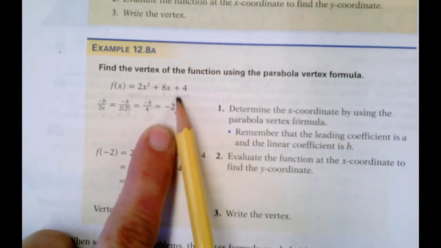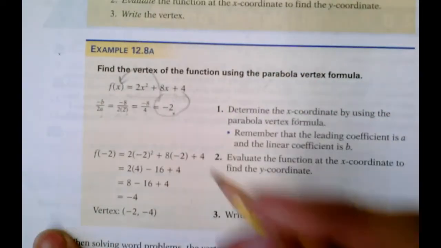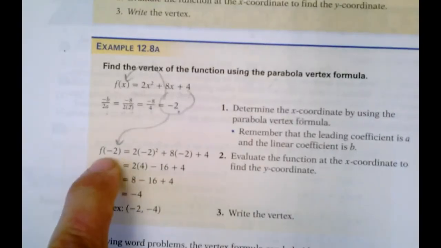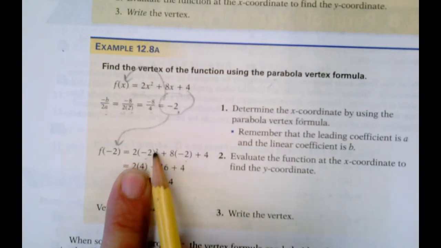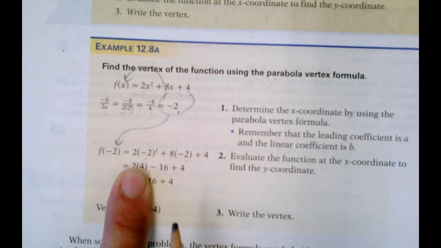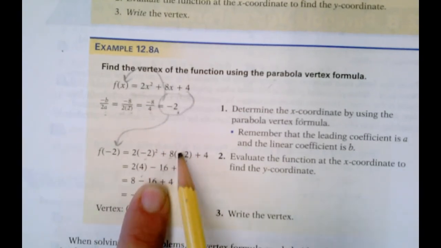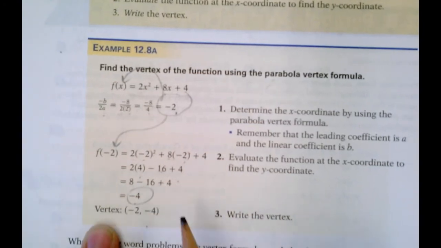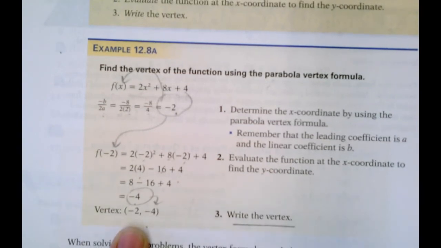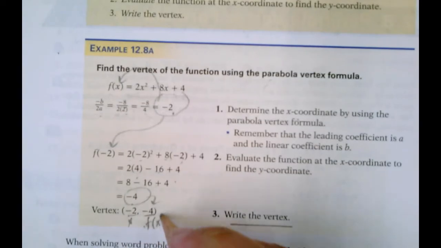Okay? So then you take that negative 2 and you're going to put it into your function for x. So that's what they do down here. They find f of negative 2. So they put -2 in for x. Your biggest thing here is to make sure you pay attention. When you square a negative, it becomes a positive. Okay, but here, this would be 8 times -2. So this becomes 2 times 4 minus 16, because 8 times -2, and then the plus 4. And then you just keep going until you figure out what your y term is. And then that goes there. And then you write your vertex using your x term and your y term, or your f of x. Okay?